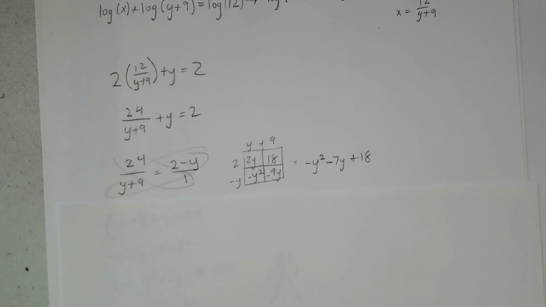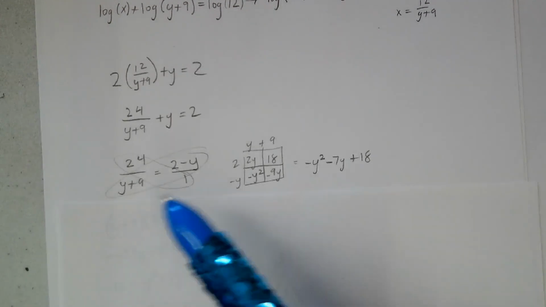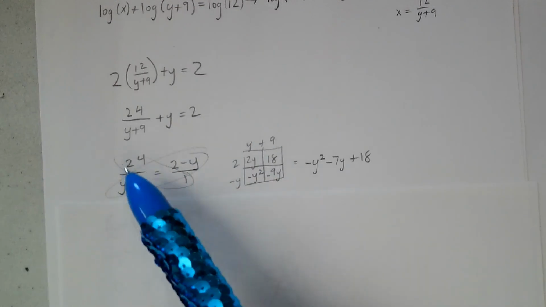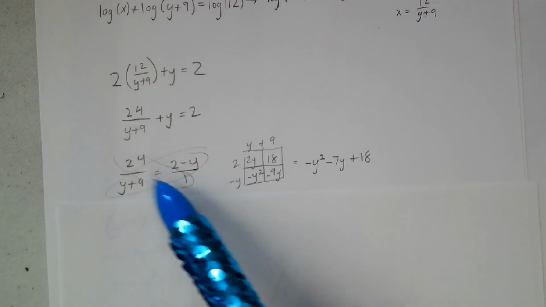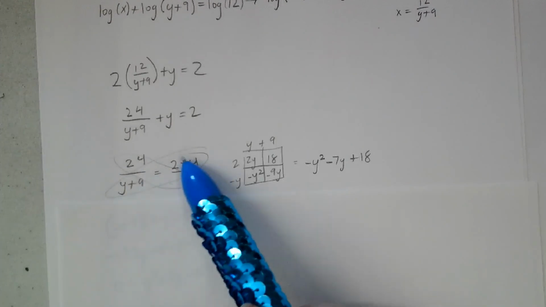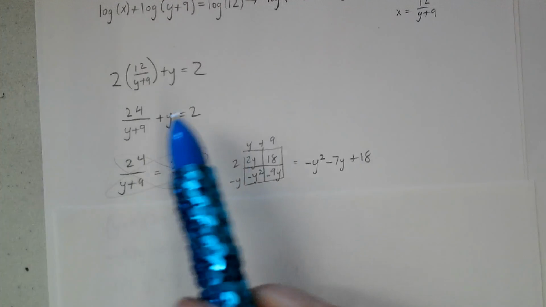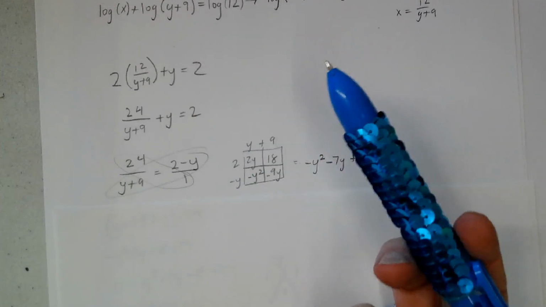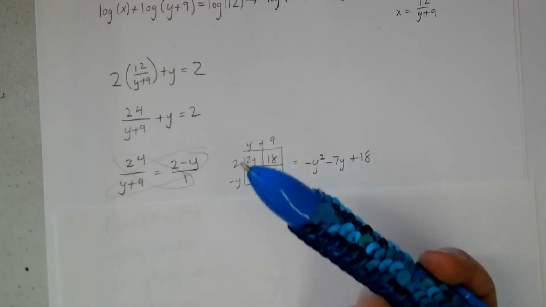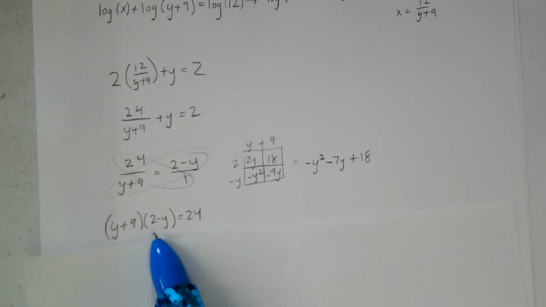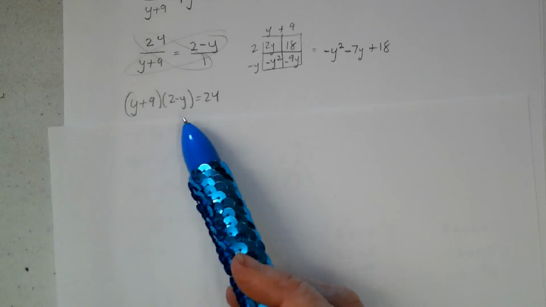Oh, and then, so I like to use cross products a lot, so I just subtracted the y from both sides so that I could go y plus 9 times 2 minus y is equal to 24. You could have just multiplied through by y plus 9 and get the same thing. It would have been fine.